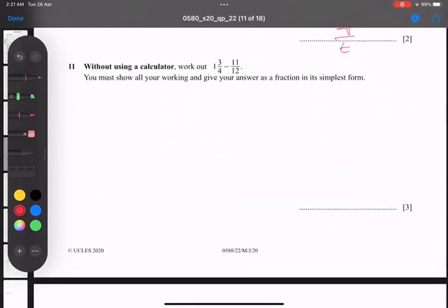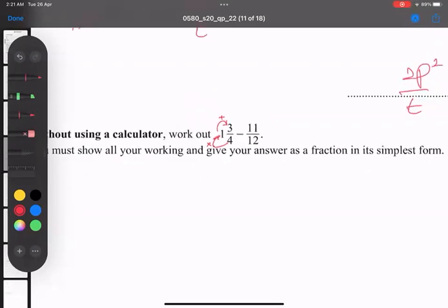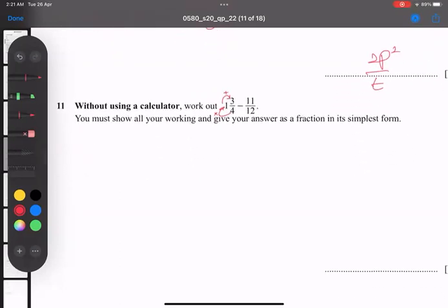Here he said work out without using a calculator. How to do it? This 4 will multiply, and after multiplying the whole number, you will add the 3. This is a basic criteria, so let's follow it. 4 into 1 is 4, 4 plus 3 is 7 by 4.